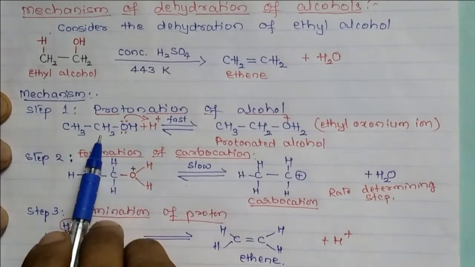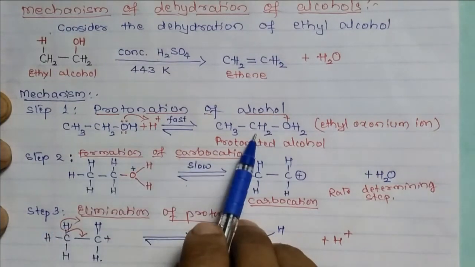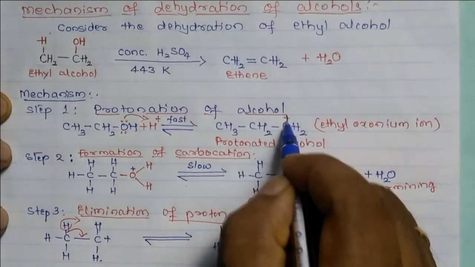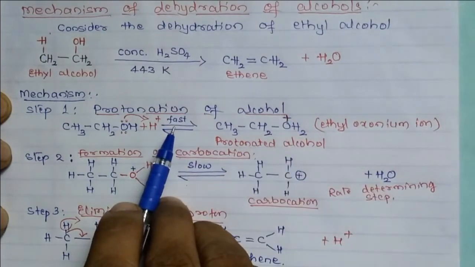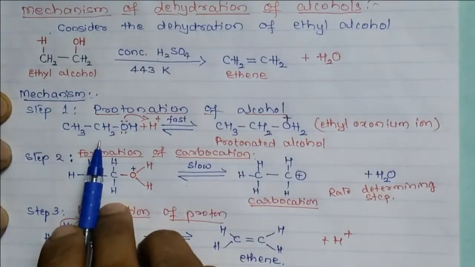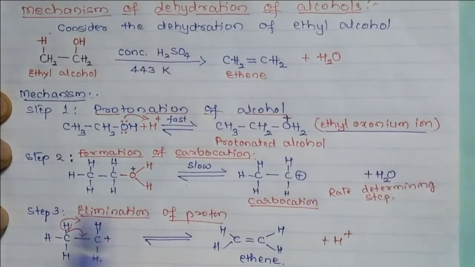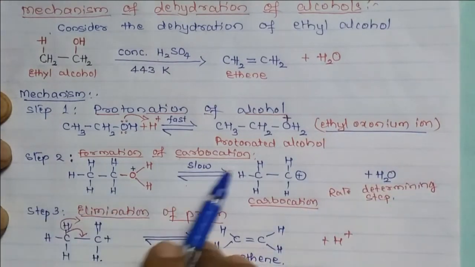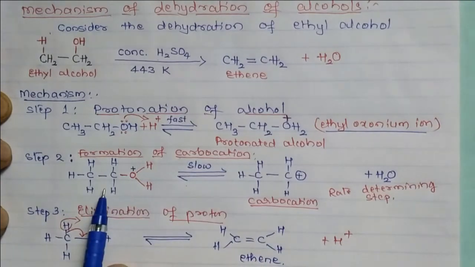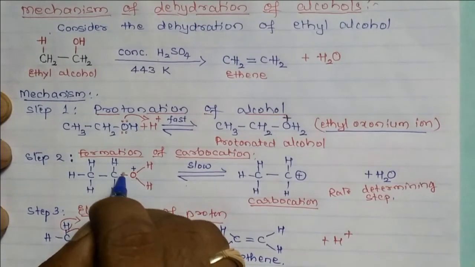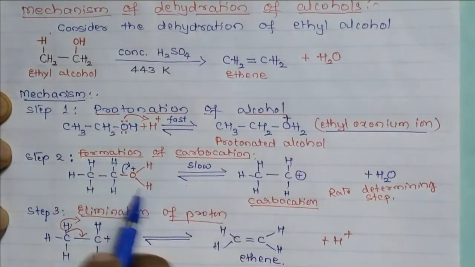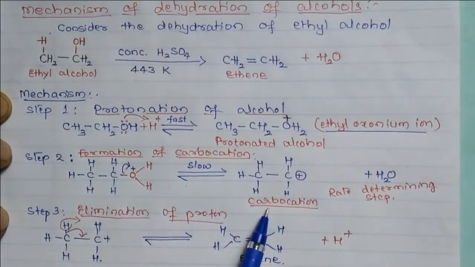Sulfuric acid protonates ethyl alcohol in this case to form a protonated alcohol, and this is the fast reaction. The protonated alcohol is called ethyl oxonium ion. In the second step, formation of carbocation. The ethyl oxonium ion formed loses a stable molecule of water to form a carbocation.